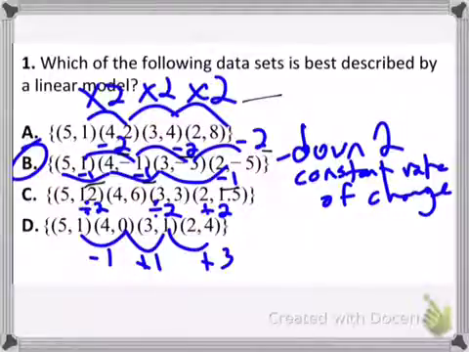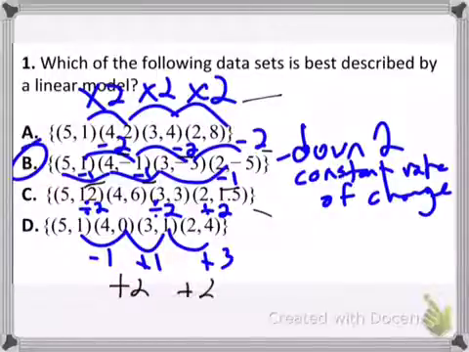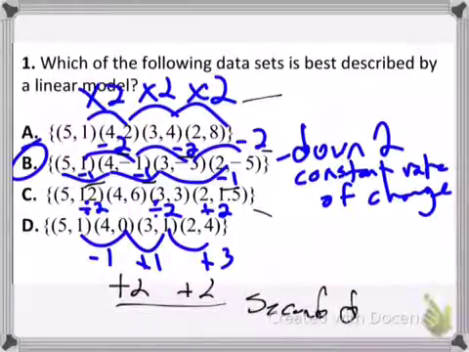Part A is being multiplied by 2. That's not linear, that's exponential. Part C is divided by 2. And then this part is a quadratic because it has a second difference. And so when you have a second difference, that's quadratic.